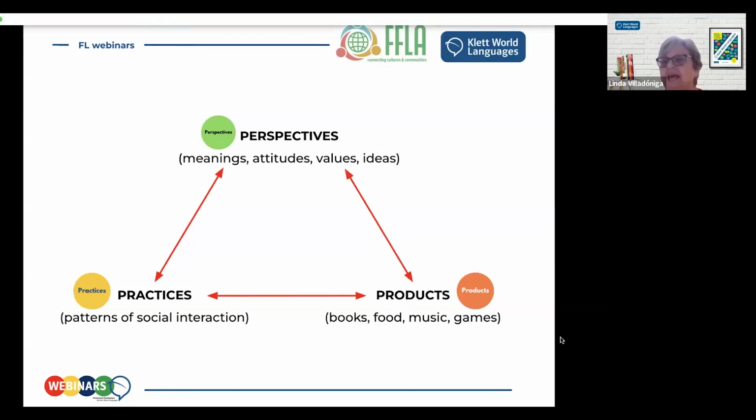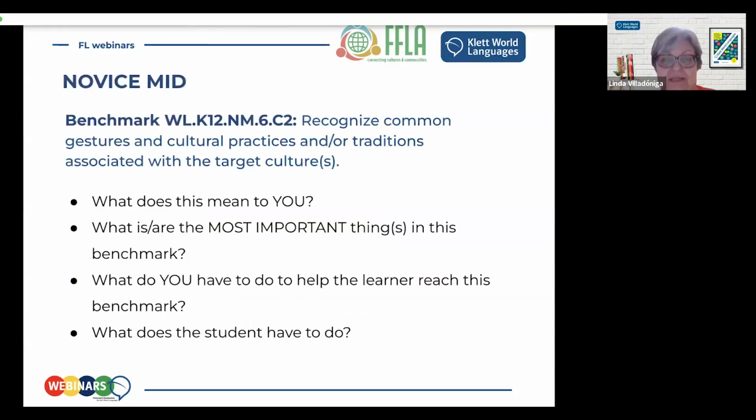Okay, and we're back to this slide, the original slide of the three and how they kind of come together in a triangle. So let's go on, please. Okay, so we're going to just take a couple of benchmarks, different levels, and talk about them a little bit. This benchmark is from Novice Mid. Recognize common gestures and cultural practices and/or traditions associated with the target culture. What does this benchmark mean to you?